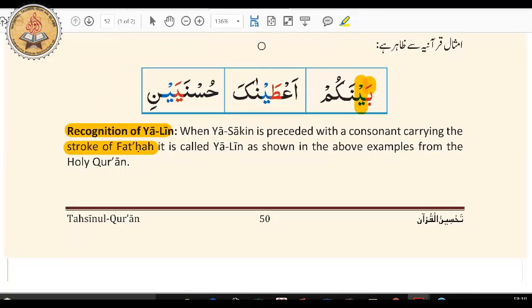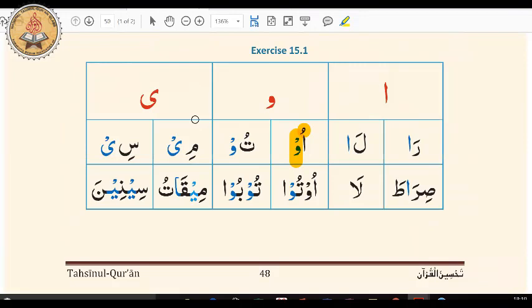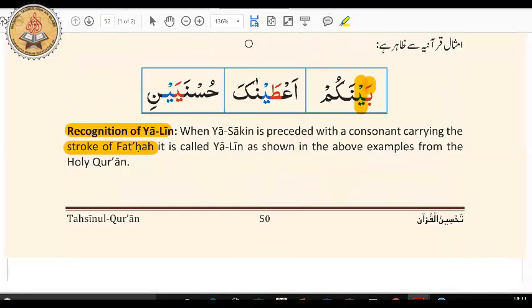Okay, so in the previous lesson, we know that ya is also a mud letter. But when it is a mud letter, the ya sakin is preceded, that means the letter before the ya sakin has to bear a kasra. See, the stroke is underneath the letter. So that's why this has become a ya madha. But if we look at today's lesson, when it becomes a yalin, the letter before the ya sakin will always have a fatha on top of it. Okay, so that is the rule.